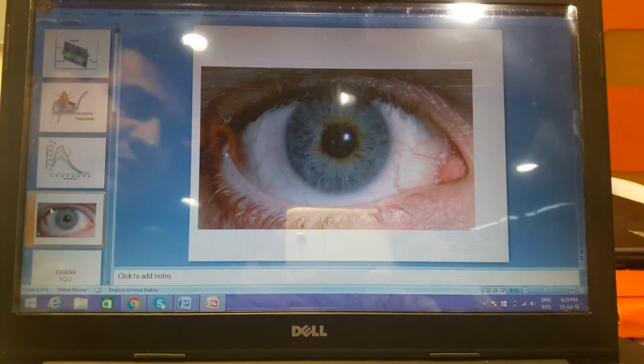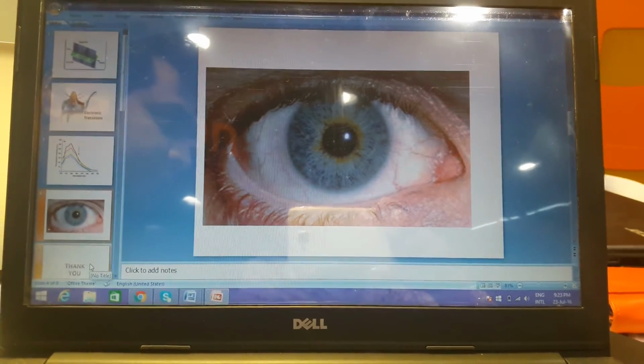Here you can see an eye which is indicating anemia, but however, it's not well and good information.